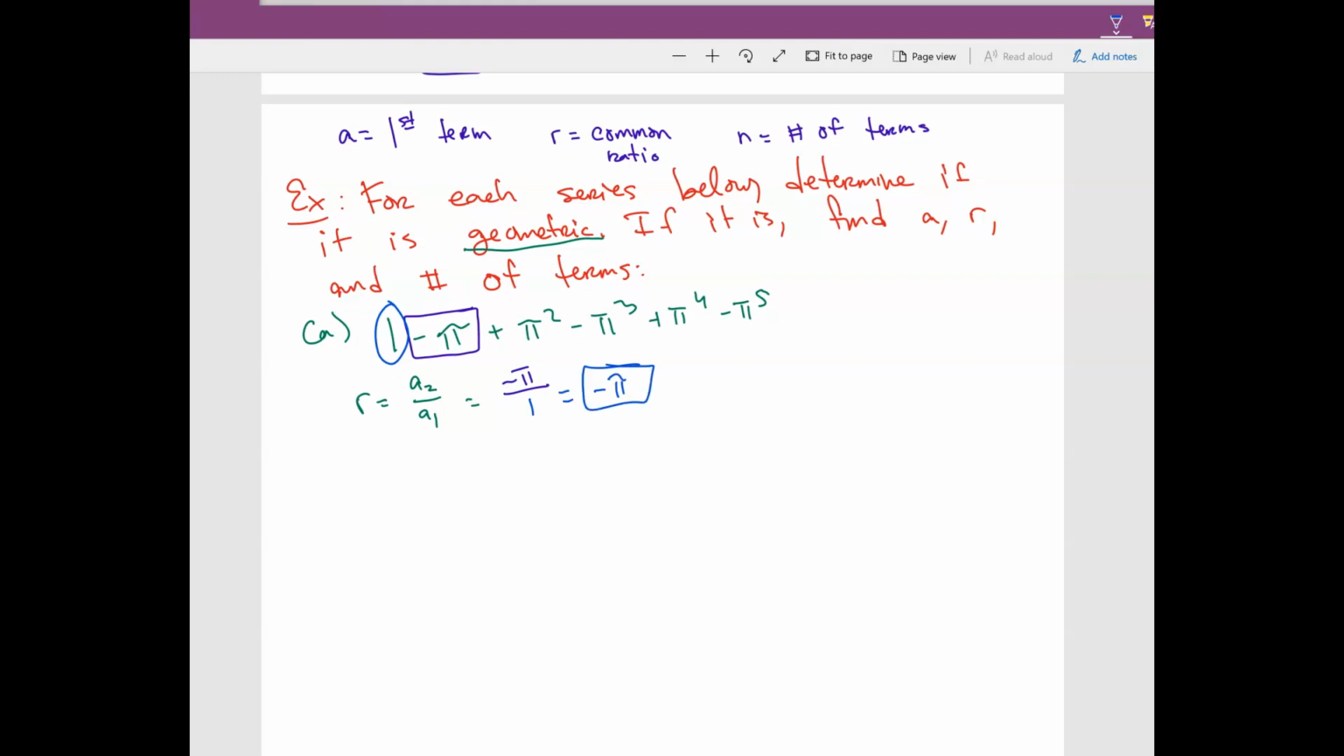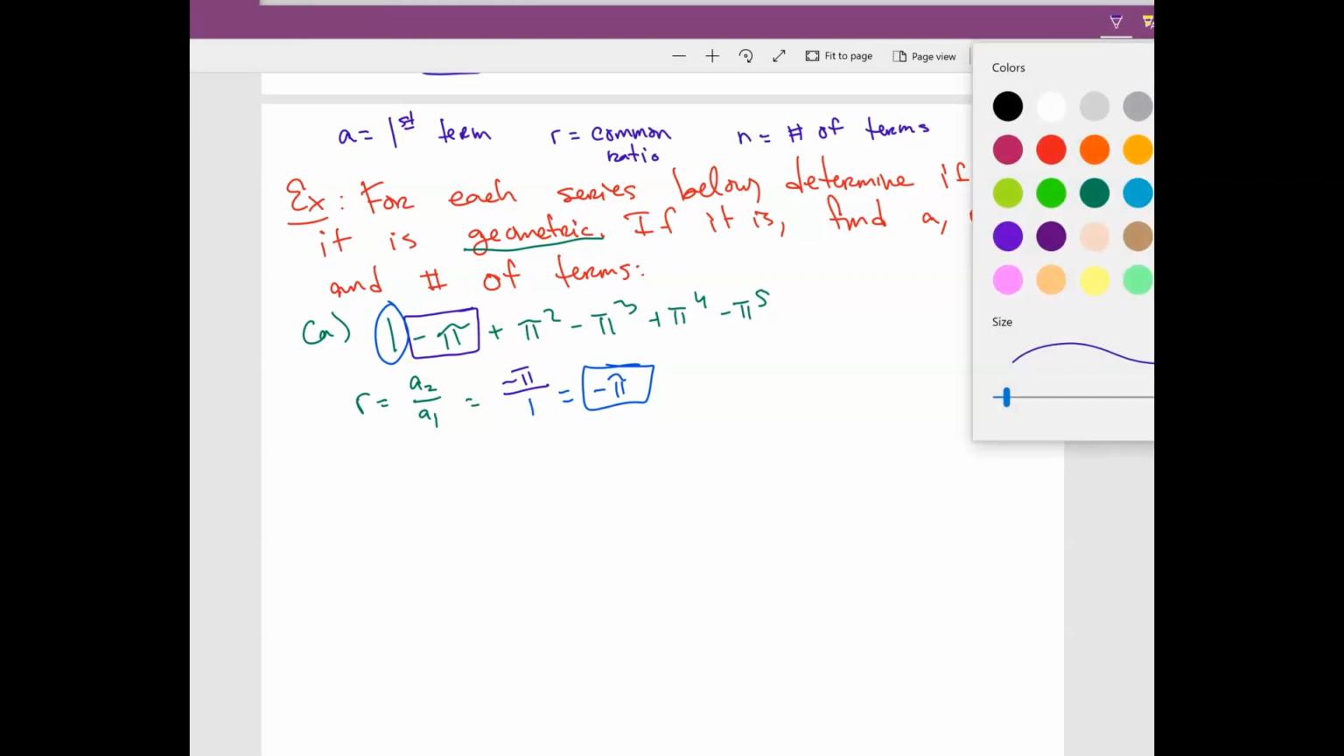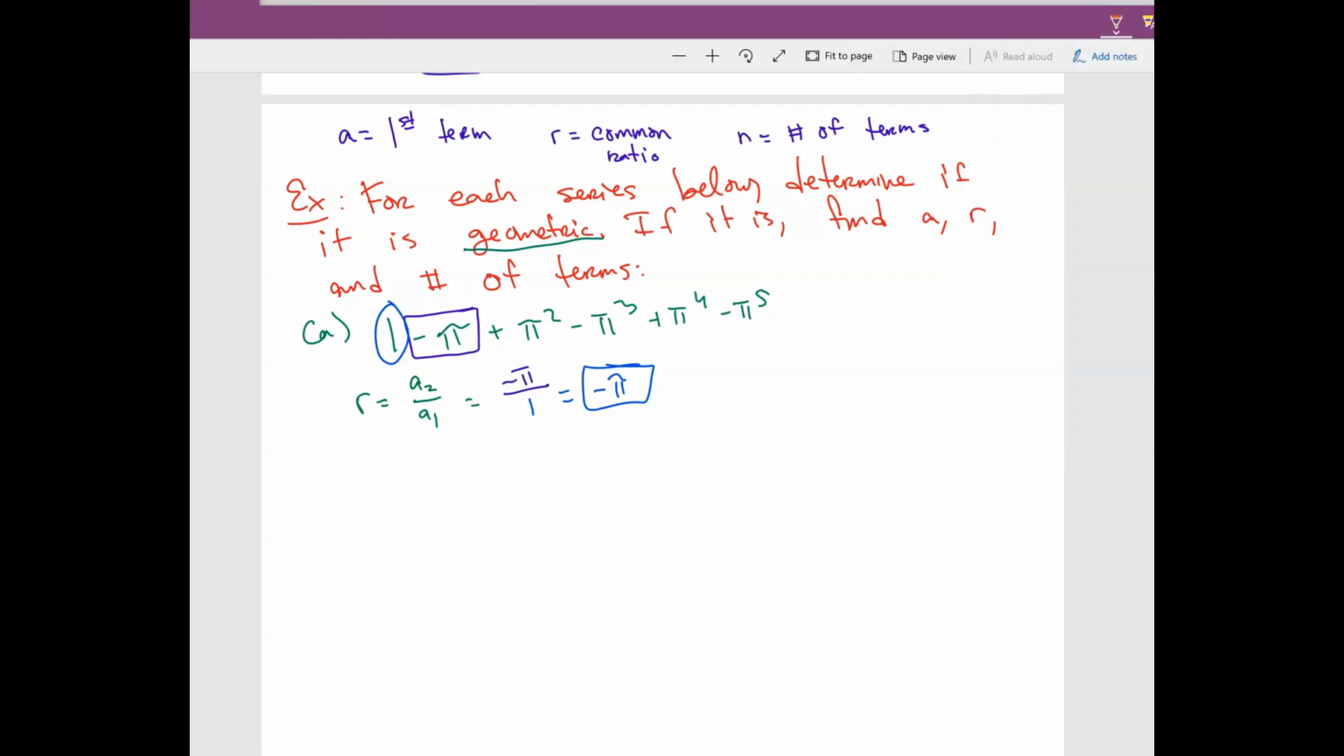Now let's check. If this is really geometric, I have to make sure that every term is being multiplied by negative pi. If I multiply this by negative pi, I do get negative pi. Multiply this by negative pi, I get a positive pi squared. Good. Multiply this by negative pi, I get a negative pi cubed. So you can see that you actually get a geometric series. So it is geometric.